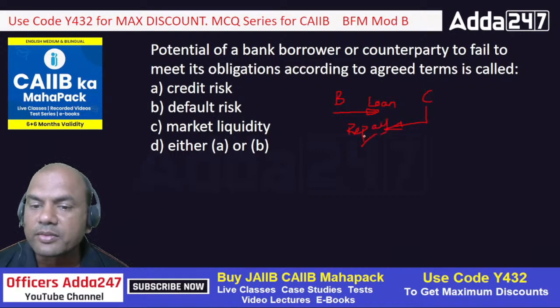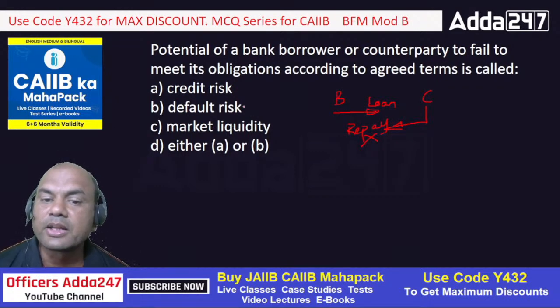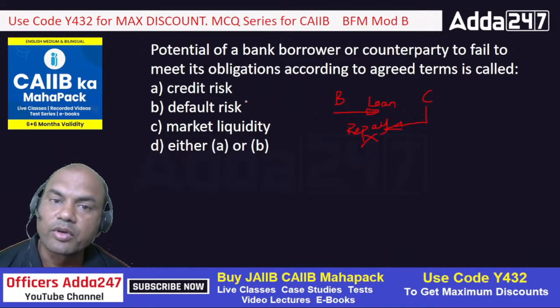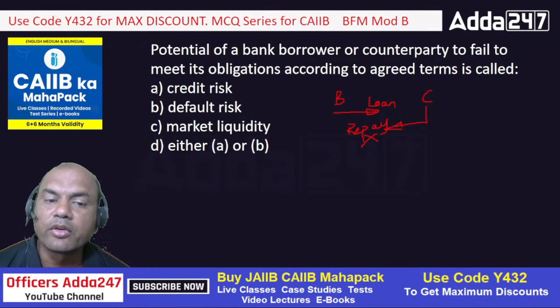So what is that? Credit risk, default risk, market risk, liquidity risk, either A or B. What can be the answer? Type it fast from A, B, C and D. It can be anything. Okay, type fast. Yeah, correct. Many of you have typed it as credit risk. Correct, it's a credit risk.